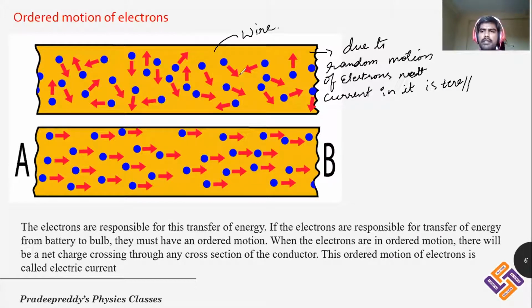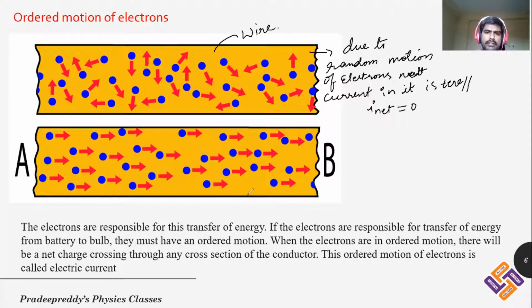Net current in this is 0 because the effect produced by the motion of one electron is nullified by the effect produced by the other one. So that is the reason why overall net current in this is 0. So I can write it as I net = 0.